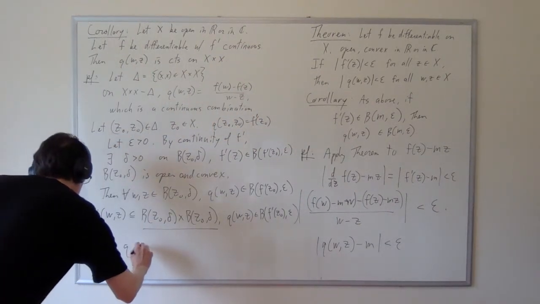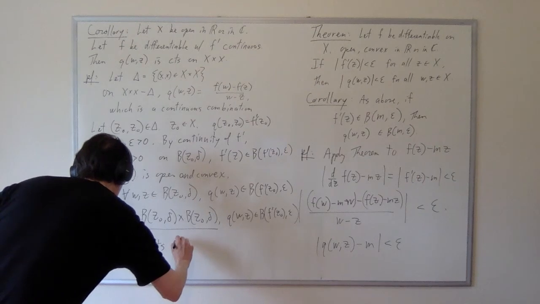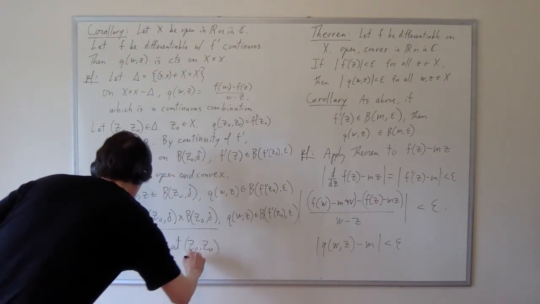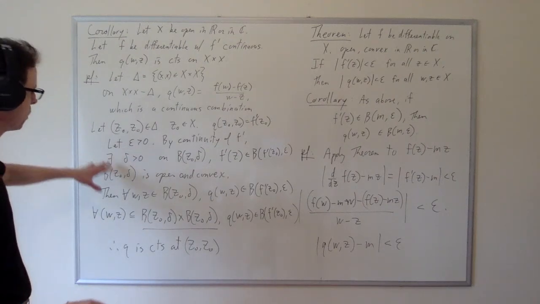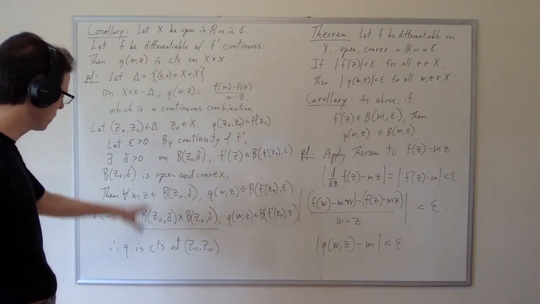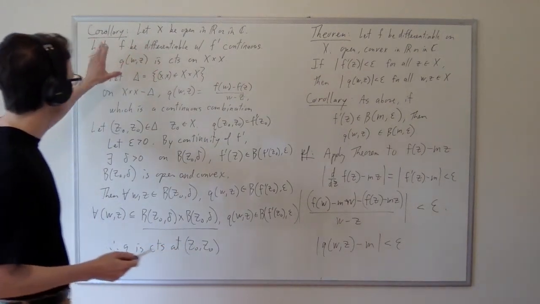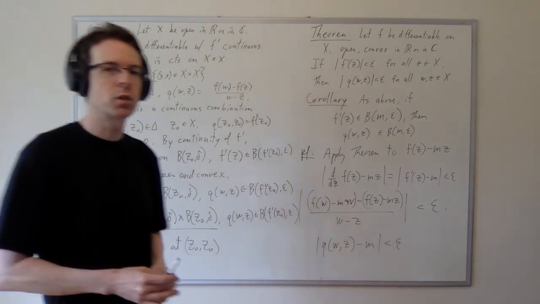So therefore q is continuous at the point z naught on the diagonal, which is what we were trying to show. We already have it continuous off the diagonal. Now it's continuous on the diagonal. And so that gives us that q is actually a continuous function of two variables.